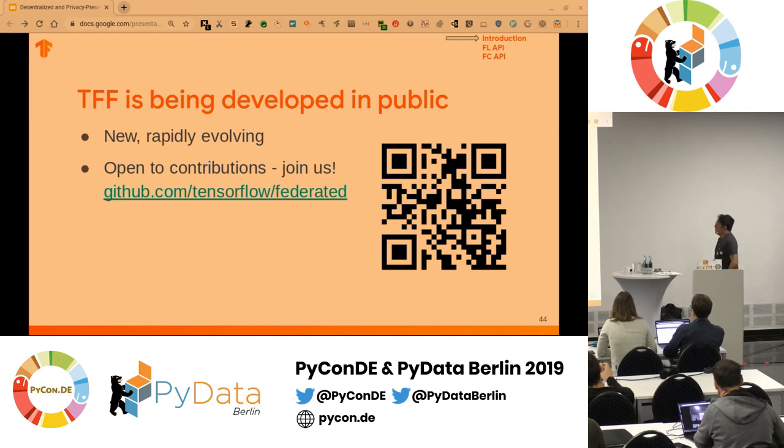That's a GitHub link if somebody wants to go look at the code while I'm explaining these things. Like I mentioned, it's being developed in the public. It's absolutely open to contributions. Things are changing really fast; we are adding features to TensorFlow Federated really quickly. Please join us in any way. I really encourage you to read the code, read some of the design principles, and definitely run the tutorials.